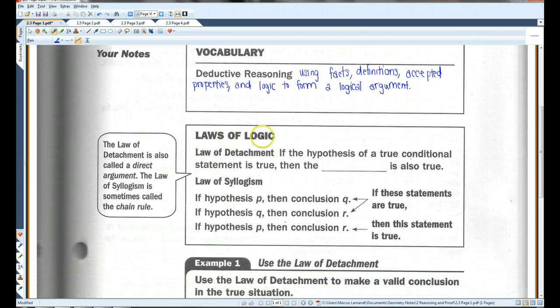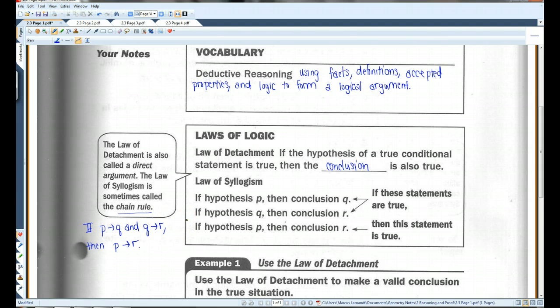For example, the law of detachment: if the hypothesis of a true conditional statement is true, then the conclusion is also true. The law of syllogism: if hypothesis P, then conclusion Q. If hypothesis Q, then conclusion R. If hypothesis P, then conclusion R. You can also write this like this: if P implies Q and Q implies R, then P implies R. This is also called the chain rule.